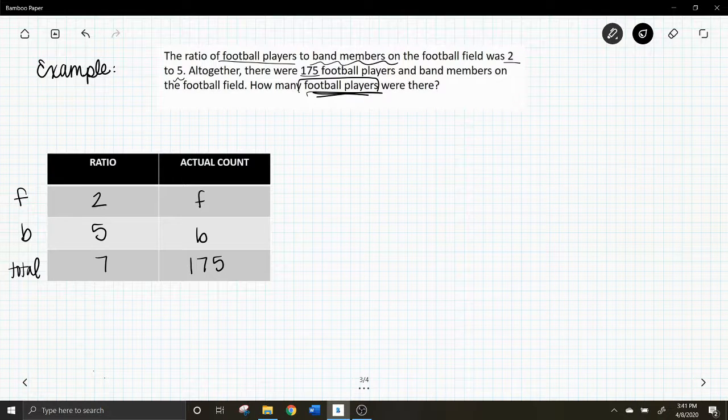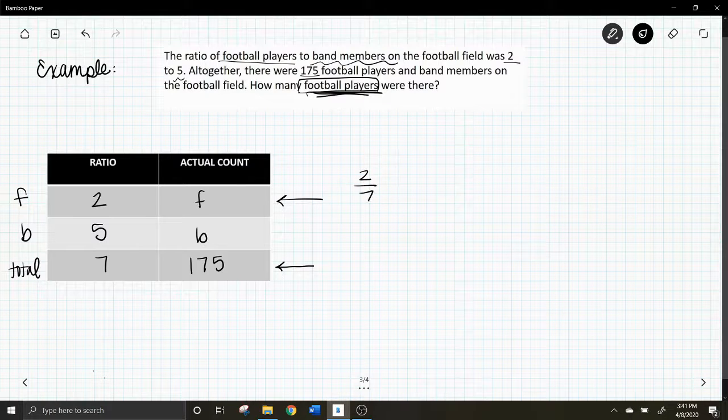So first of all, let's find a row that's complete, and that would be our bottom row. And then we also need to locate the row that's associated with the information we're looking for. We're looking for how many football players there were, so we're going to look at our first row as well. So we are going to take some of these numbers and create a proportion. We use 2 as our numerator and 7 as our denominator. I get the 2 from here, the 7 from here. And we'll say 2 is to 7 as F is to 175. So that's the proportion that we've created here.